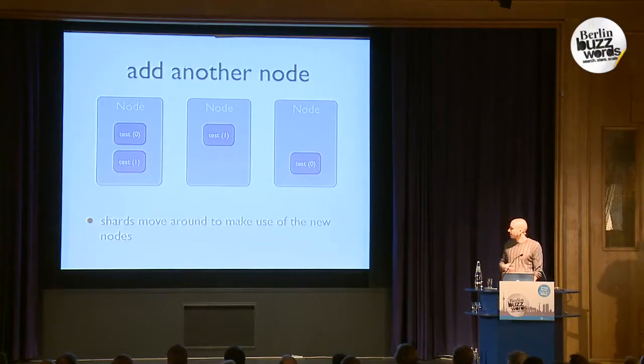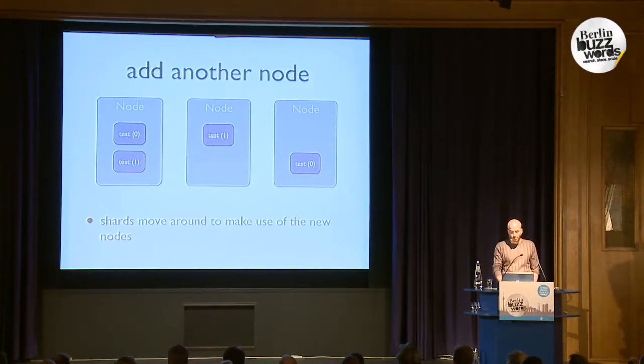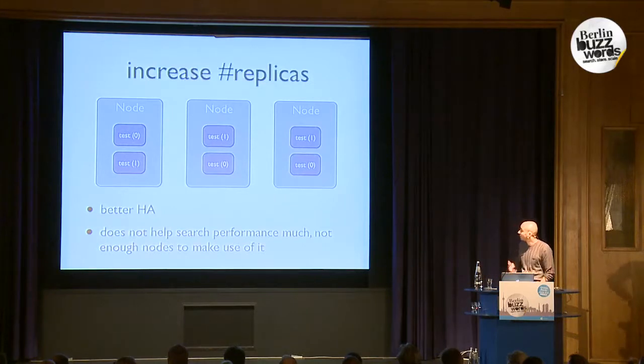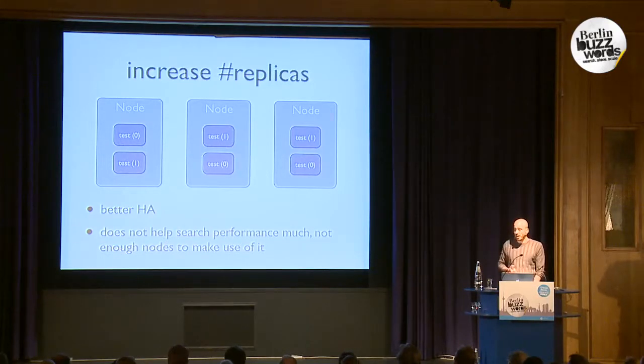And then if we add another node, the system can automatically move shards around in order to accommodate the fact that we have an additional node. And obviously, we can also go and increase the replicas even more to two replicas, which effectively means we now have three copies of the data, to even have better high availability.